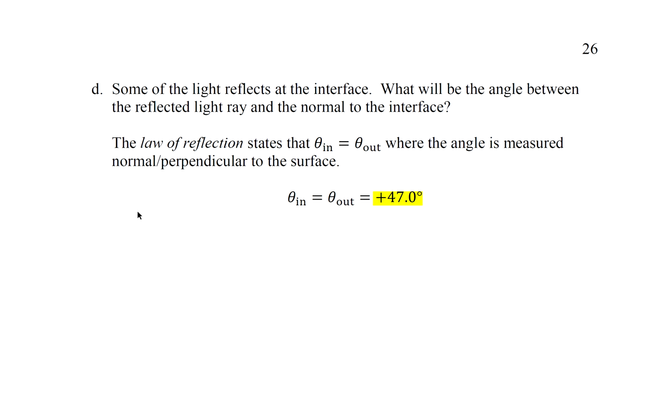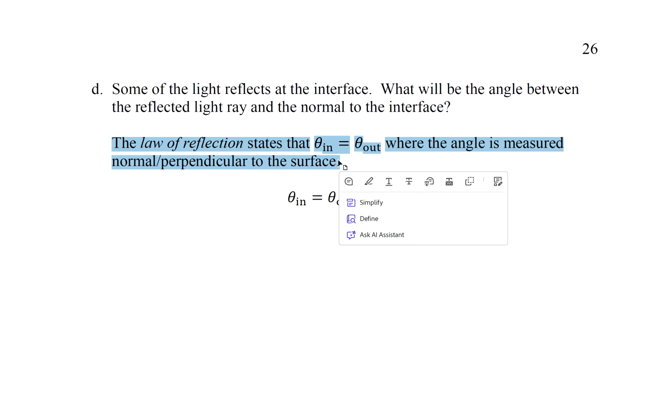Part D, some of the light reflects at the interface. What would be the angle between the reflected light ray and the normal to the surface? Well, we have the law of reflection, theta in equals theta out.